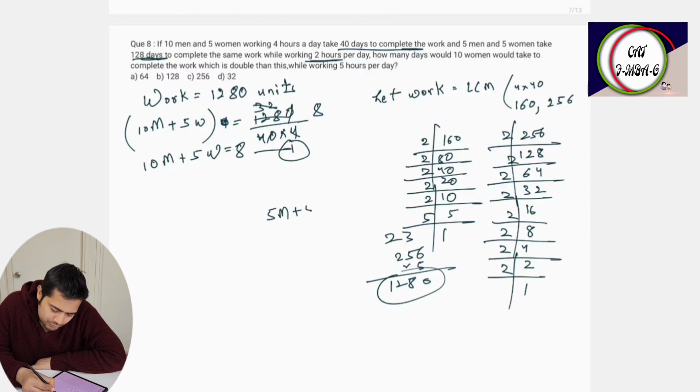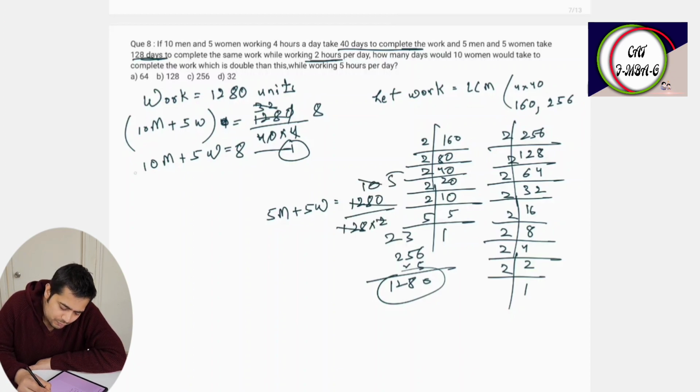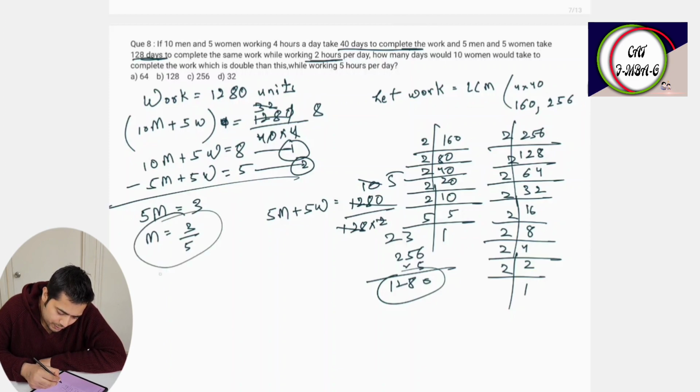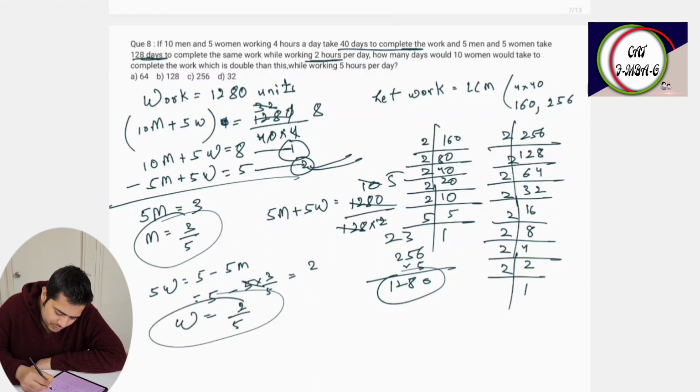And 5 men plus 5 women is equal to 1280 divided by 128 into 2, which is 5. So 5 men plus 5 women is equal to 5, equation number 2. Subtract, so 5 men is equal to 3, men is equal to 3 by 5. From here you can find women. 5 women is equal to 5 minus 5m from this equation. 5 minus 5 into 3 by 5 is equal to 2. So women is equal to 2 by 5. Rate of women is equal to 2 by 5.